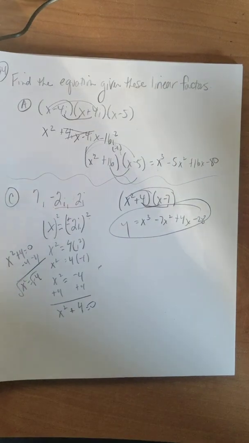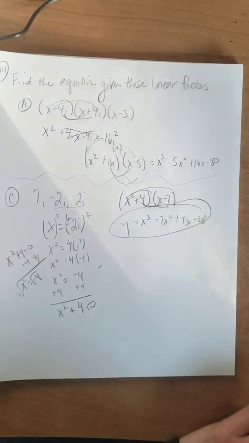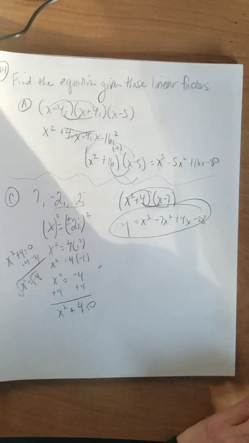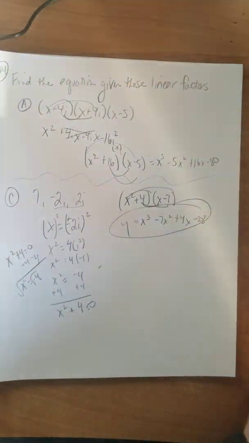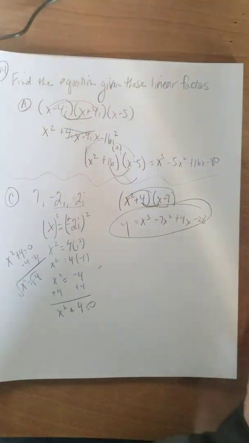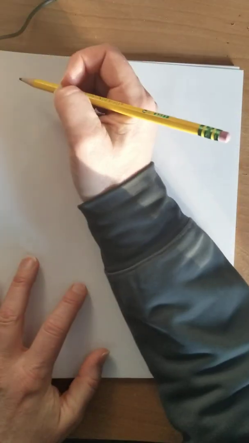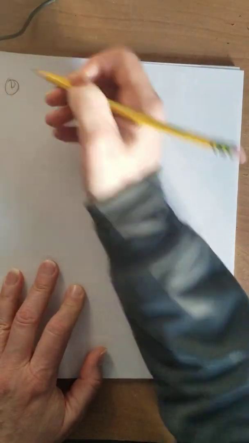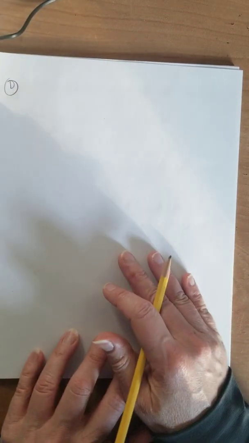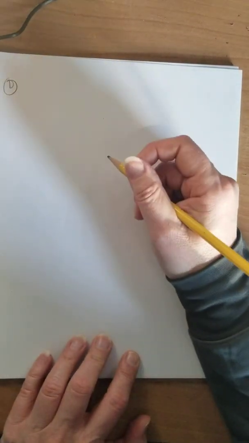All right, so that was finding the equation from given zeros. All right, I have 2 more for you guys, okay? They get a little more complicated. So that was C. Here's D. And hopefully the sun will cooperate because it should be going down soon. All right, for D.